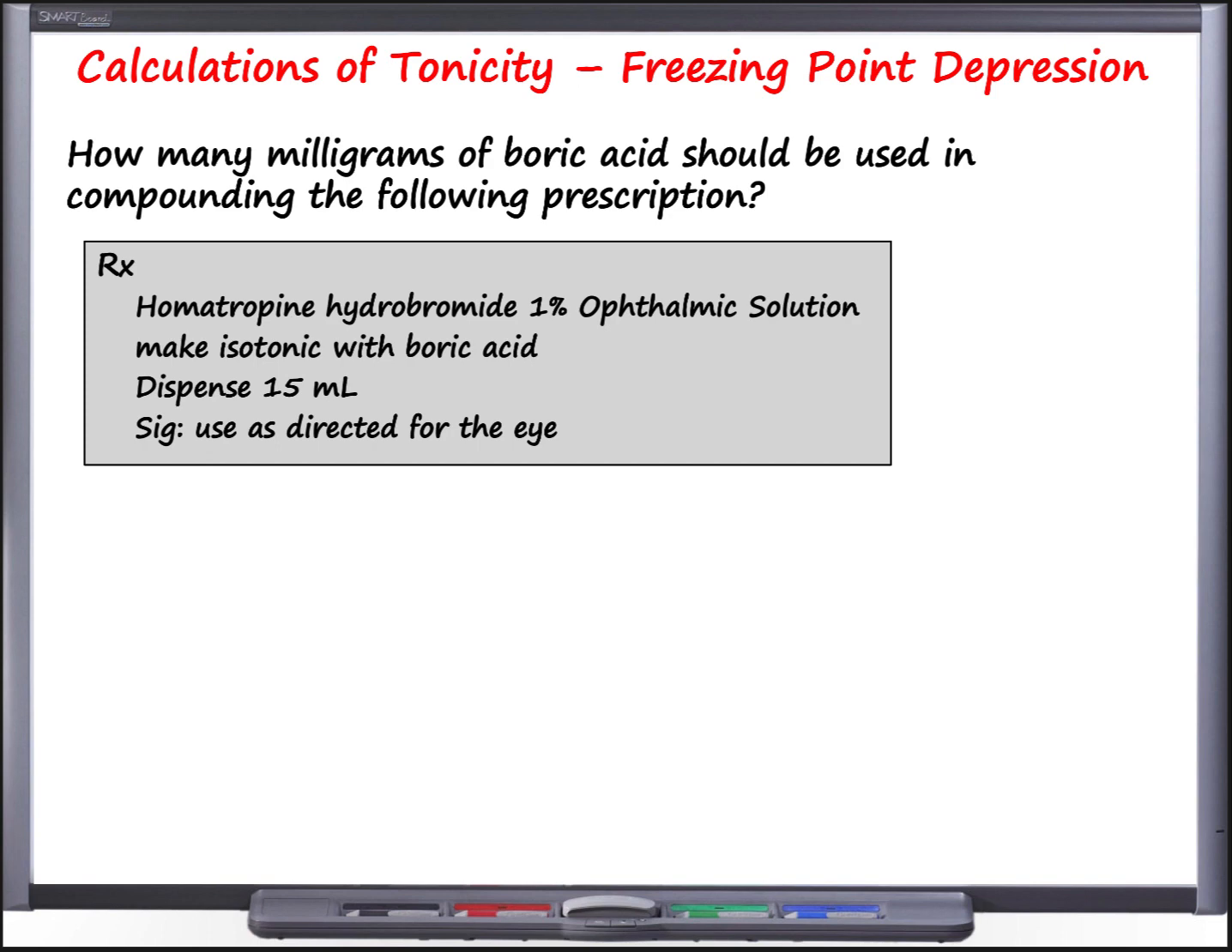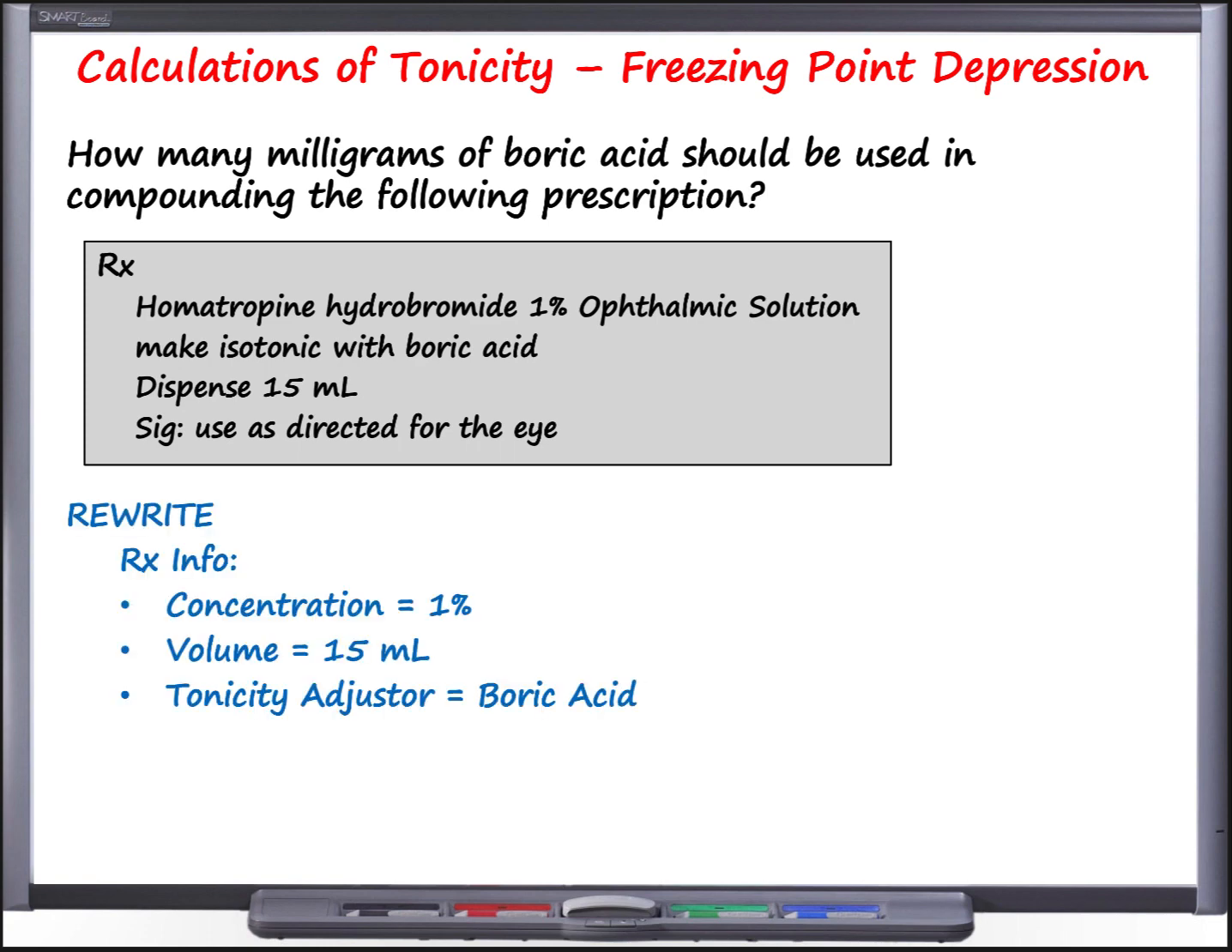So let's do that with an example here. Let's look at the prescription first. The prescription calls for homatropine hydrobromide 1% ophthalmic solution. The amount of drug we want in solution is 1% homatropine. We then want to add however much boric acid is needed to ensure that the final product is isotonic. The final volume we want to make is 15 milliliters. So 15 milliliters of an ophthalmic solution, meaning it's isotonic and with 1% homatropine. The question asks how many milligrams of boric acid need to be added to ensure that it is isotonic in the end.